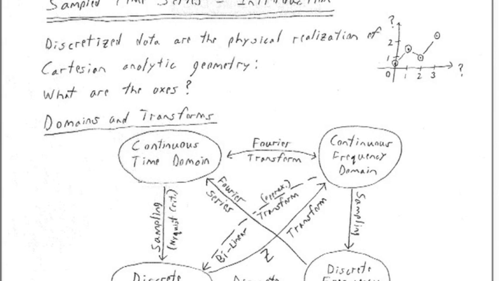Really what we're dealing with here is what I call discretized data. Okay, it's in a way looking at it one direction. It's the physical realization of Cartesian analytic geometry.